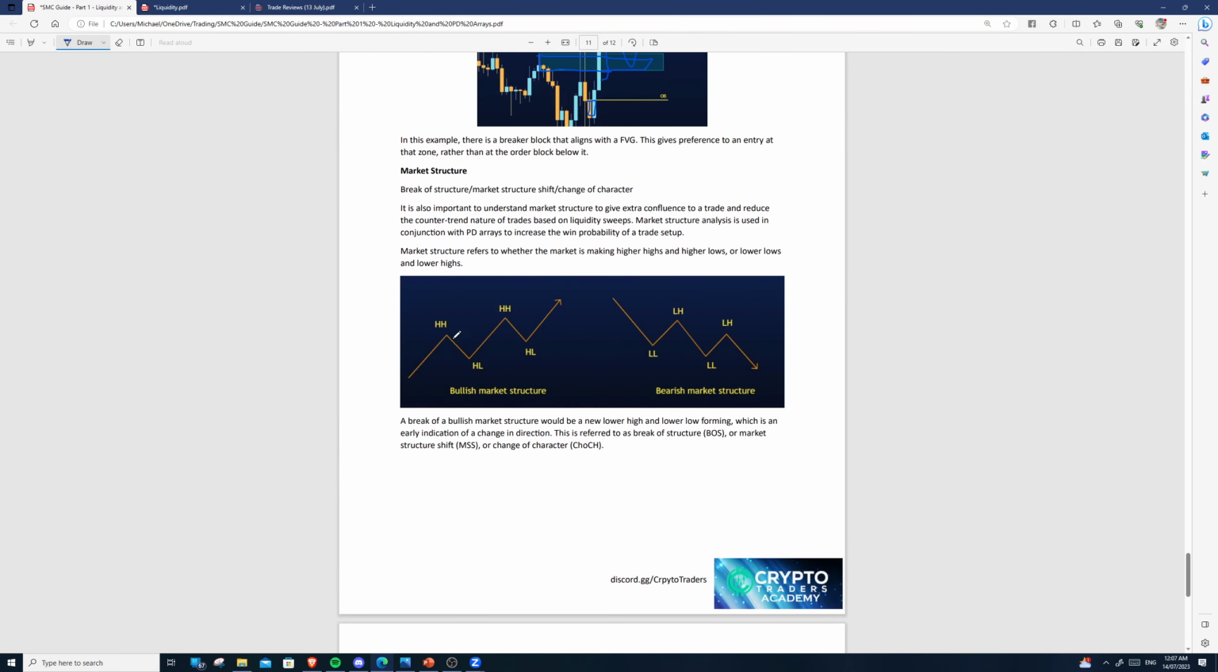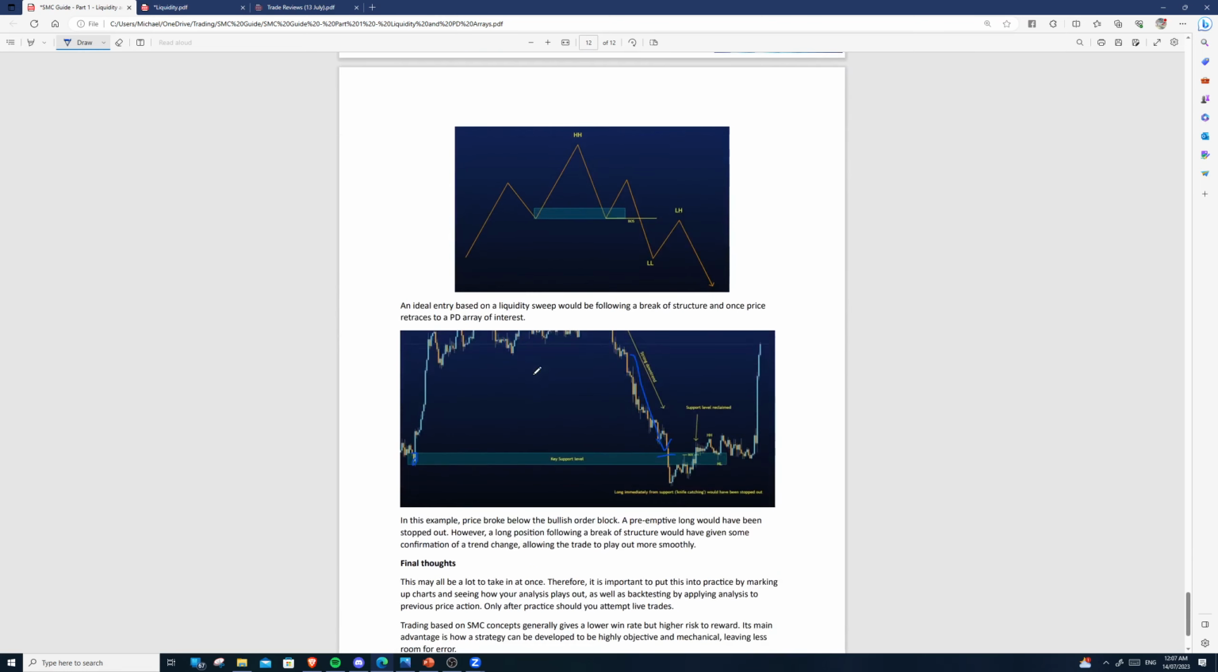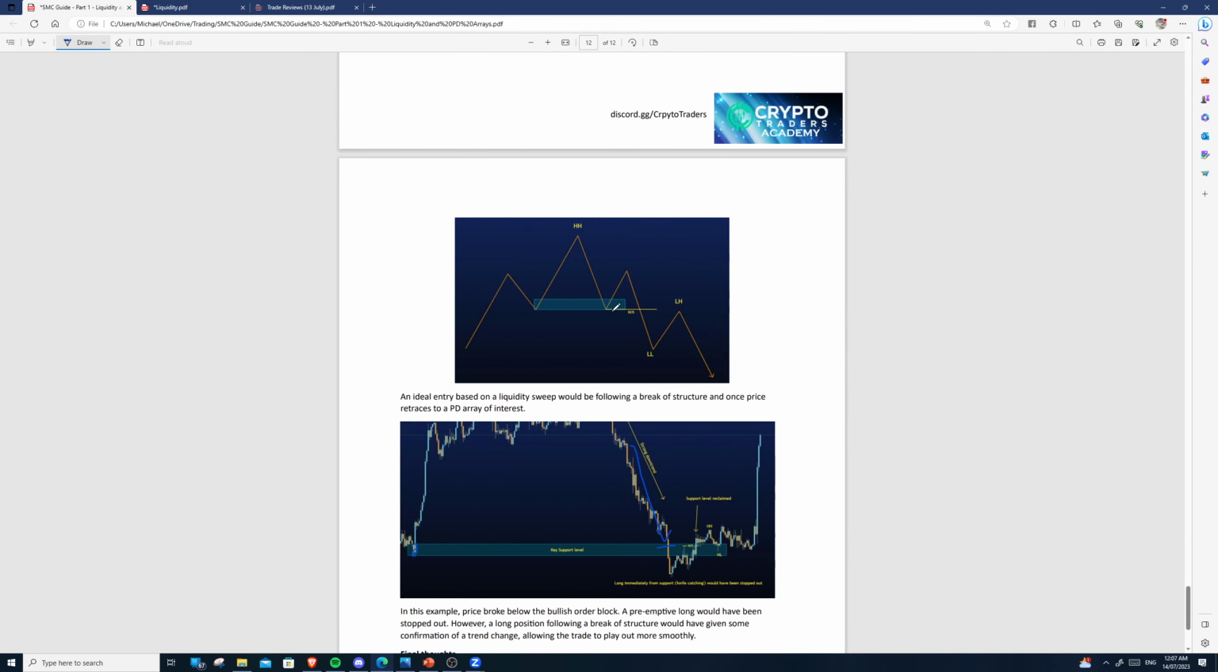Right, so market structure is pretty much identifying higher highs and higher lows for a bullish structure, and lower lows and lower highs for a bearish structure. And in this case here, you can see there was a previous uptrend, right? And then it formed a lower high, broke below the previous higher low, and then formed a lower low. So you can see this is a break of structure and indicates a potential shift in the trend.